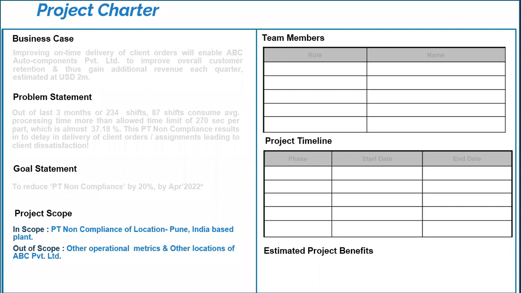So Pune is a city based out of India, right? ABC Private Limited had their one plant in Pune. So this particular project is only for a given plant, and that too only for a given metric. Out of scope: other operational metrics and other locations of ABC Private Limited. So this is about the project scope. Let's go to the next slide and understand the next few elements.